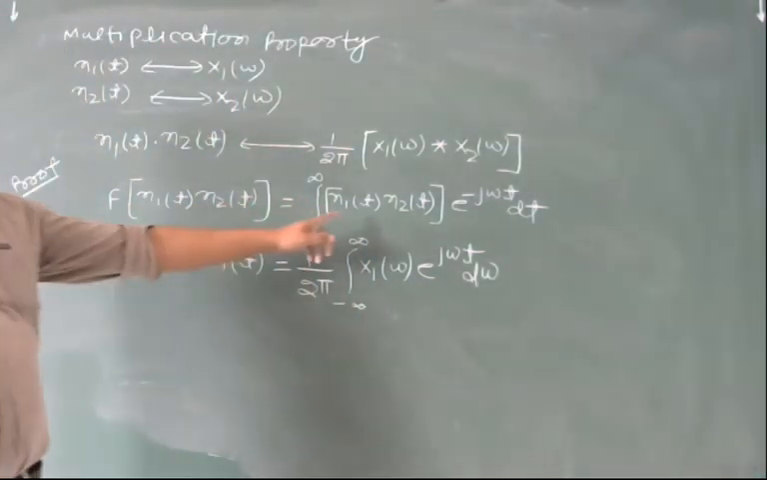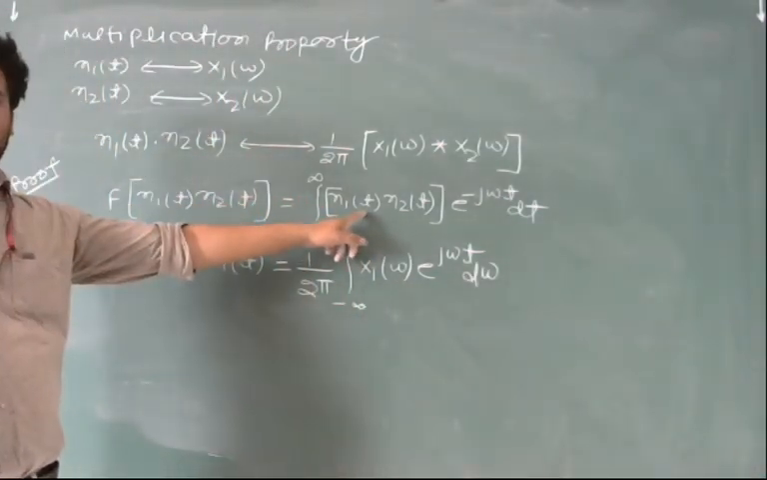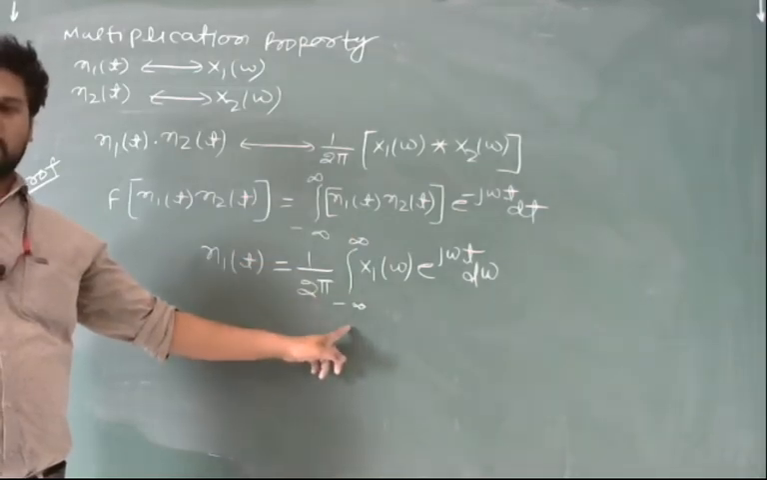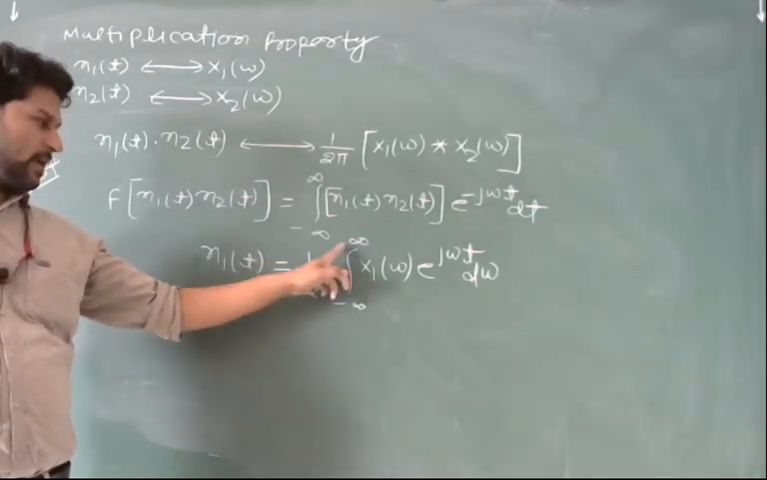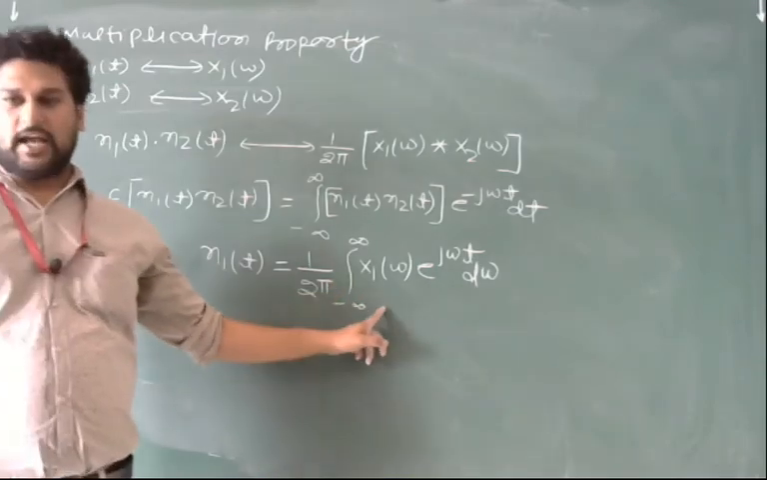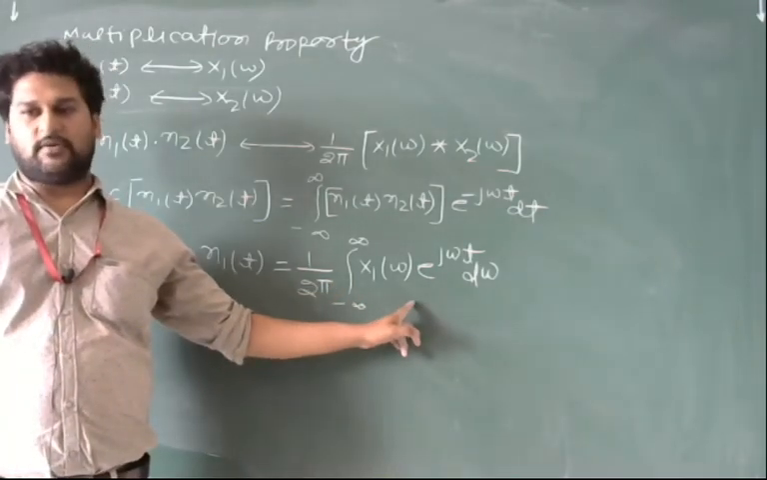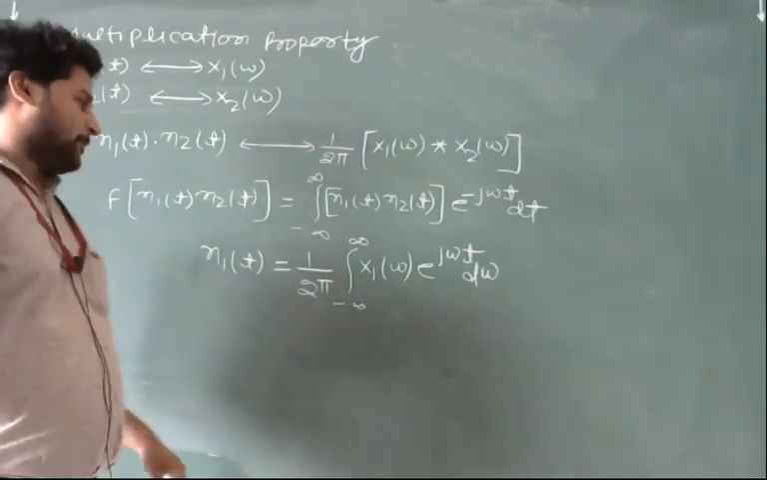Now replace this signal x1t in the integration by this term 1 upon 2 pi, integration from minus infinite to plus infinite, x1 omega e power j omega t d omega.